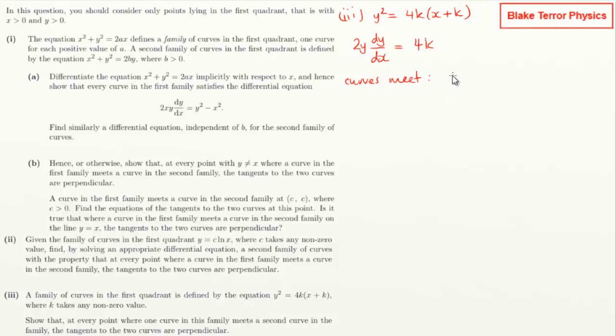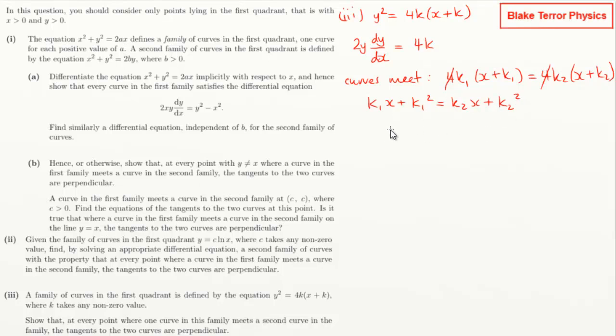So this means that 4k1 times x plus k1 has got to be equal to 4k2 times x plus k2. So that's one thing that we need going on. And then once we solve this, we can put it into our second equation for the gradients and show that they're perpendicular. So let's get rid of those 4s. And then we've got k1 times x plus k1 squared is k2 times x plus k2 squared.